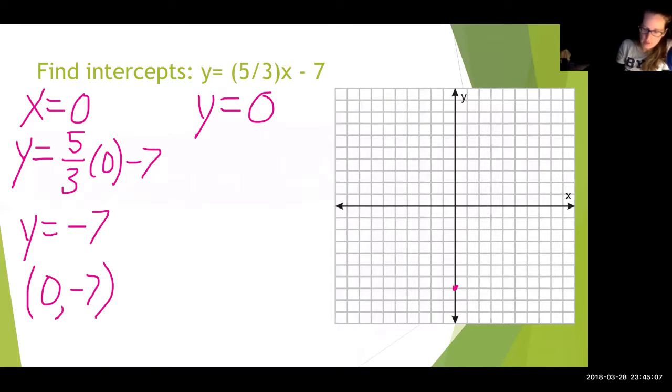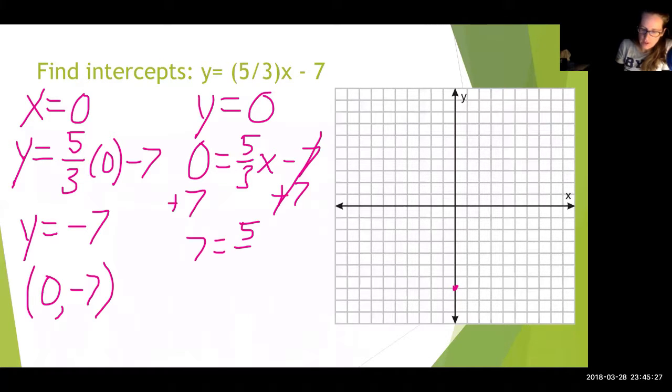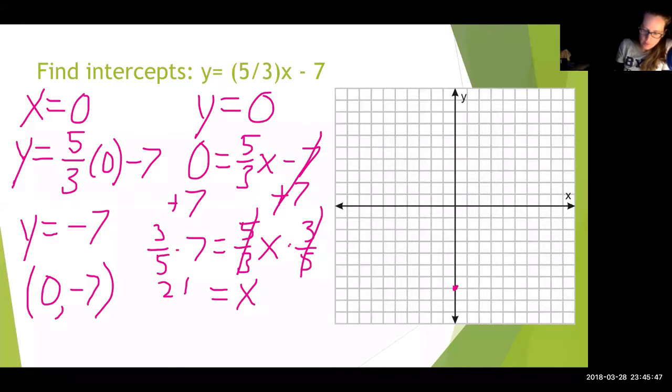Okay, so let's look at y is equal to 0. 0 is equal to 5/3 x minus 7. All right, we need the x. We need to move this 7 over to the other side. So we're going to add 7 to both sides. Those add to 0. And we get 7 is equal to 5/3 x. And then we can divide by 5/3, which is the same thing as multiplying by 3/5. So we're just going to multiply by 3/5. And when you multiply those two, you get 1 on this side. And when you multiply this, you get 21 over 5.